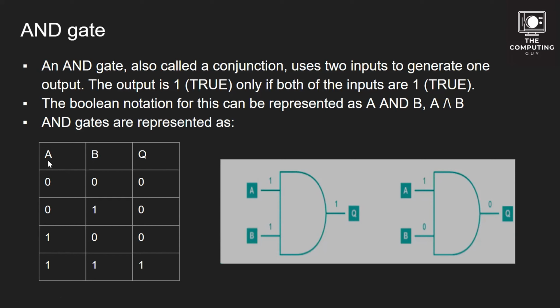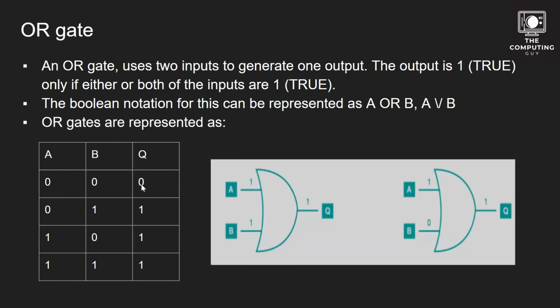On the left-hand side, we've got a truth table representing this. We've got A and B in the columns, and then finally Q. When A and B are 0, Q will be 0, so both of them are off. When A is off and B is on, so 0 and 1, Q is also off, giving us a 0. When A is on and B is off, 1 and 0 respectively, then Q will be off. Finally, when A and B are both on, then Q will also be on. So, simply put, that is the AND gate.